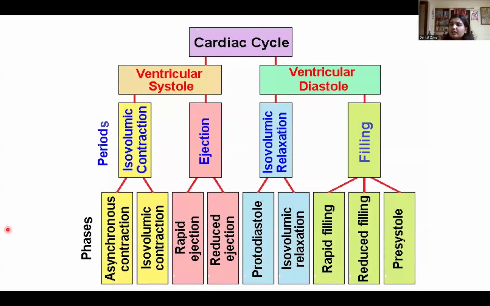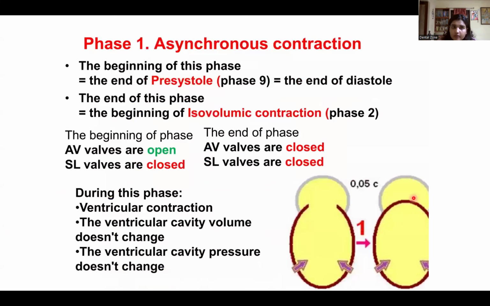This is a very good diagram which you can draw in your papers, right? It shows the ventricular systole and the ventricular diastole very easily, and all the 9 phases are represented over here, right? All the 9 phases. So phase 1, asynchronous contraction. It is the beginning of this phase and the end of the presystole. That is the end of the diastole. This phase marks the beginning, and when this phase ends, the second phase will start.